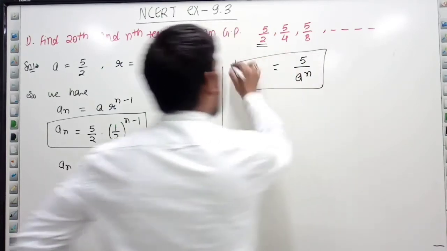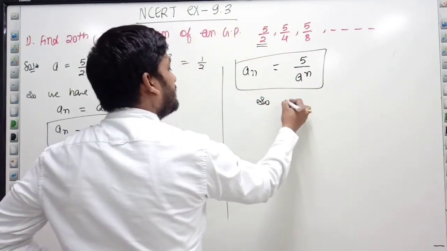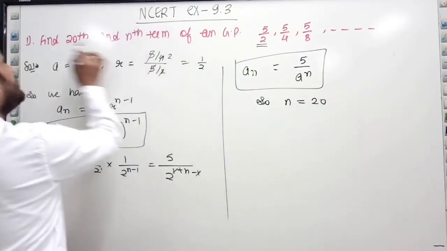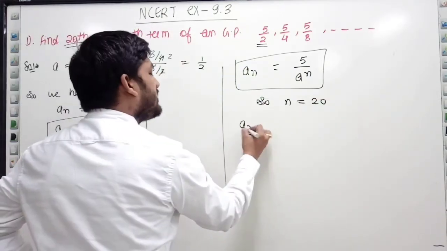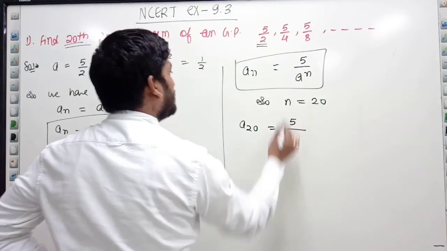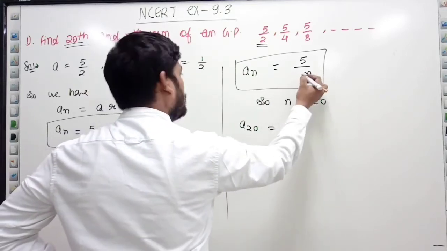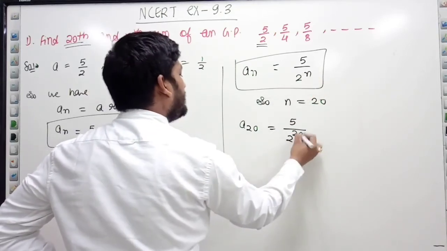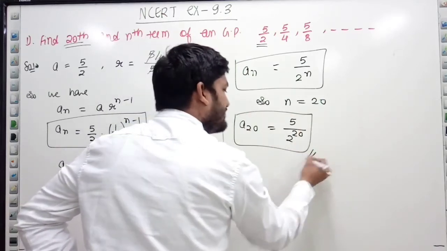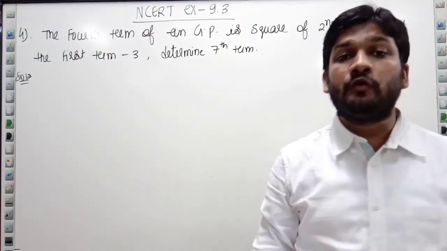This can be written, and so for the 20th term, put n equal to 20. You need to calculate the 20th term. So a20 is equal to 5 upon, sorry, this is not a, this is 2 to the power 20, and this is the answer. Next question is question number 4.